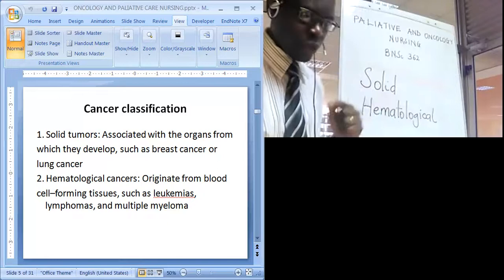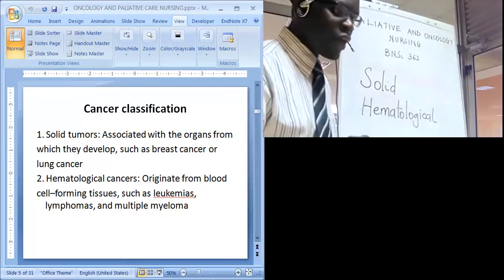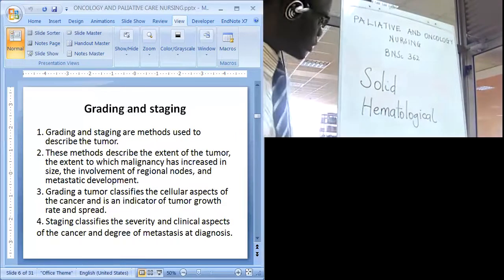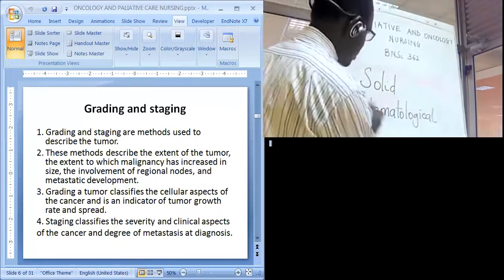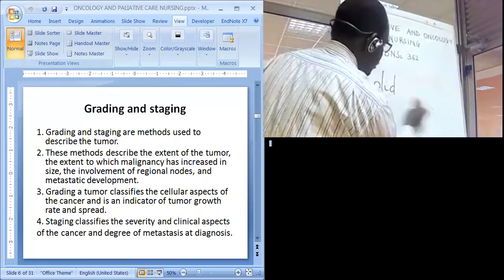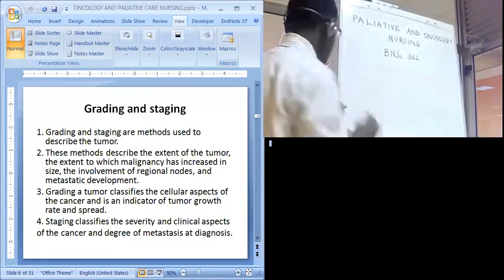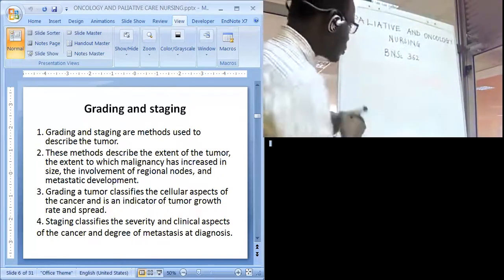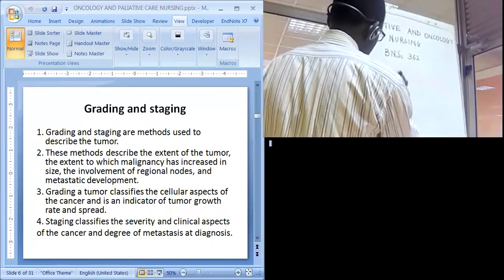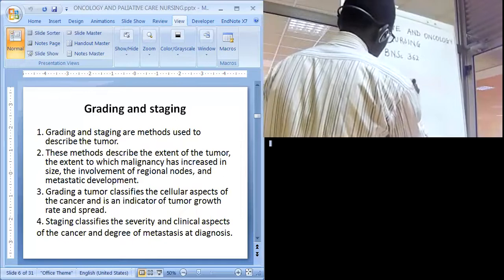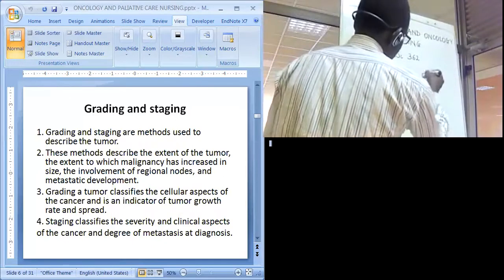Good. Now, the other thing we want to talk about is the staging and grading of cancers. Staging and grading of cancers. Staging. And grading.